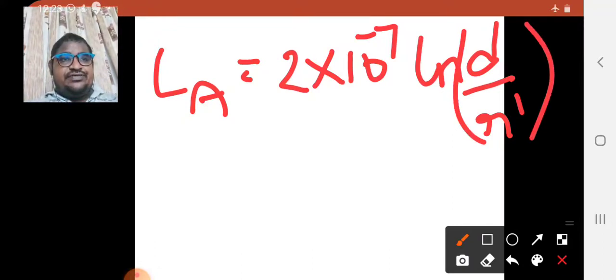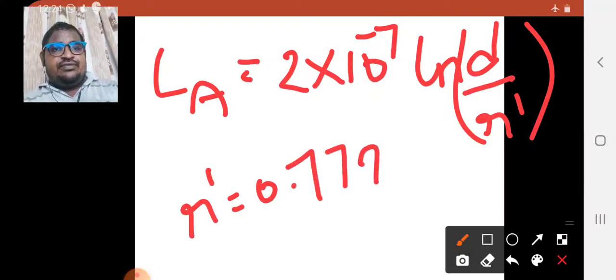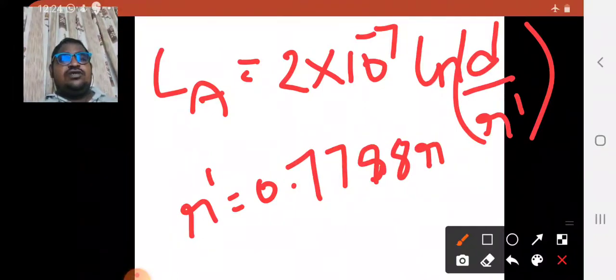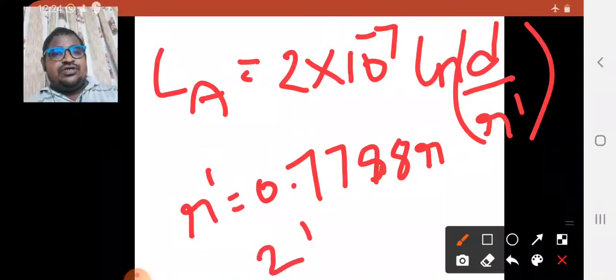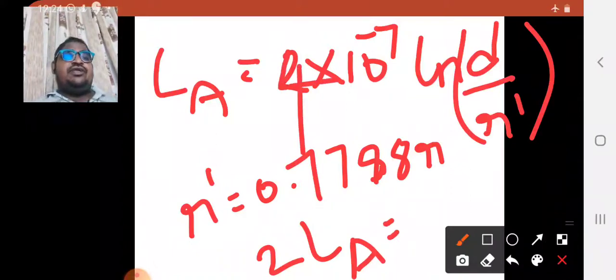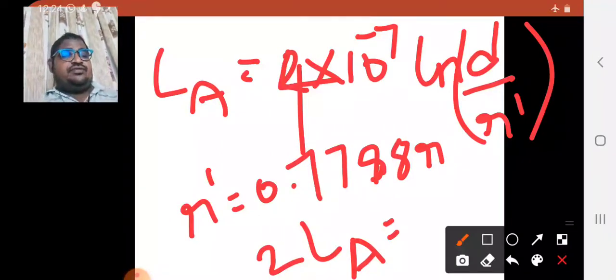Do you get this expression? Yes. Now what is R dash? R dash is equal to 0.7788 into R. For loop inductance, you can calculate 2 into LA, then it will become 4 into 10 power minus 7. This is the inductance of a single phase two wire line, and the alternate expression for the inductance of solid wire and loop wire.